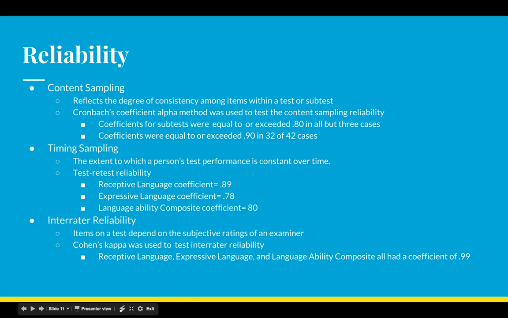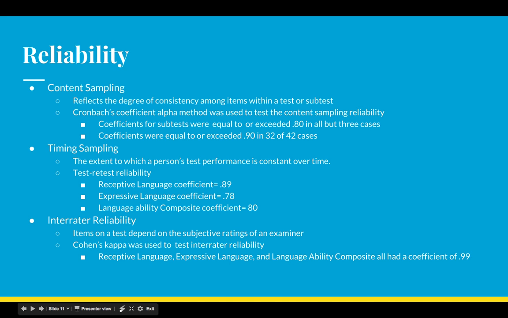Errors caused by time sampling is the extent to which a person's test performance is constant over time. The test-retest method is used to test time sampling reliability. The test-retest coefficients were greater than 0.75, which indicates reliability and that its results contain little to no time sampling errors.